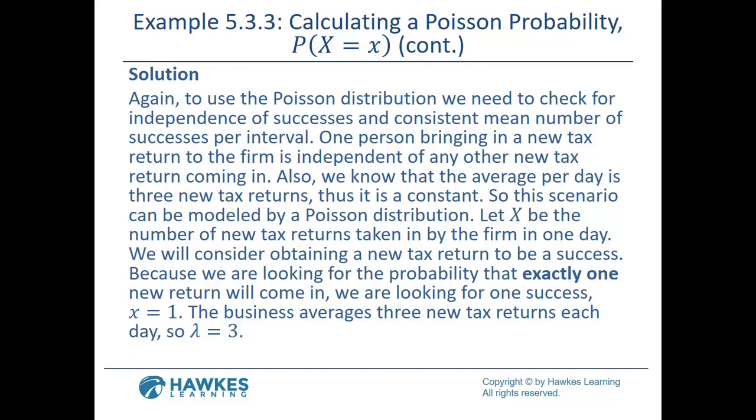So we're going to let X be the number of new tax returns coming in to the firm in one day. We are treating new tax returns as successes, so if they come in, that's a success. In the question, we are looking for the probability that exactly one new return will come in one day. So X is only 1, that's X equals 1, and our lambda is 3.